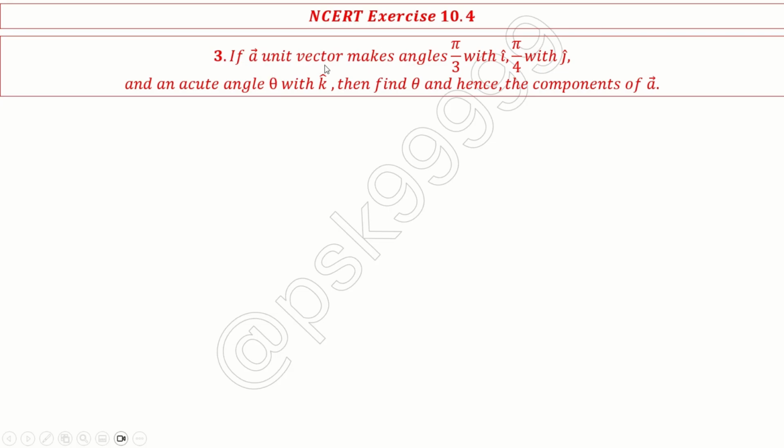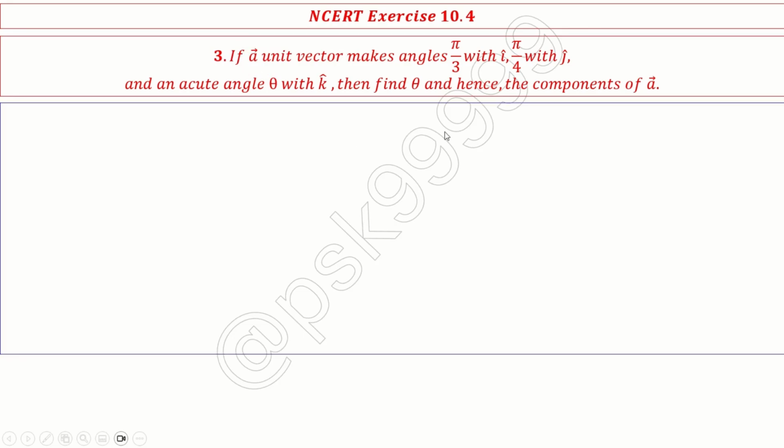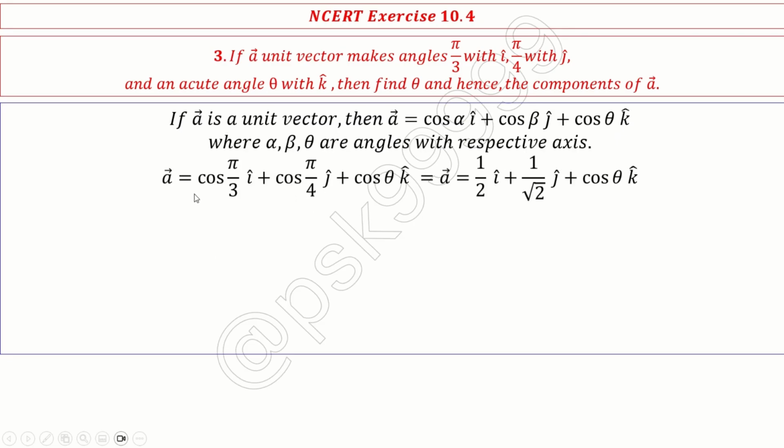If a bar unit is a unit vector, makes an angle pi by 3 with i, pi by 4 with j, and an acute angle theta with k hat, then find theta and hence the components of a bar. Okay, so given that a bar is a unit vector, so its magnitude is 1. Now let's assume that this vector is making three angles, alpha, beta, gamma. Then a bar is equal to cos alpha i hat plus cos beta j hat plus cos theta k hat. Alpha and beta are given.